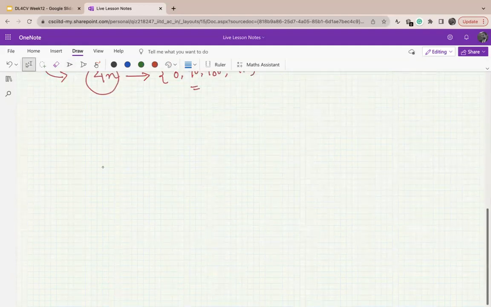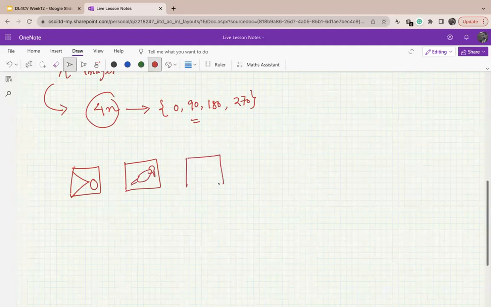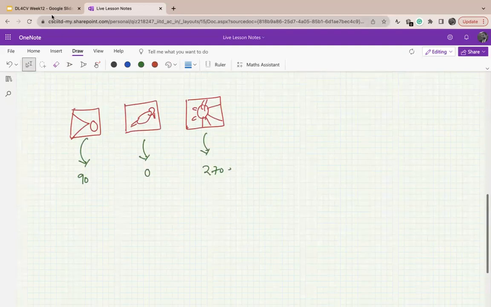So we will have a 90-degree rotation of this image, and let's say the bird, it is a 0-degree rotation of the bird. There is a 270-degree rotation of the cat. So the label corresponding to this feature would be 90, this feature would be 0, and this feature would be 270.